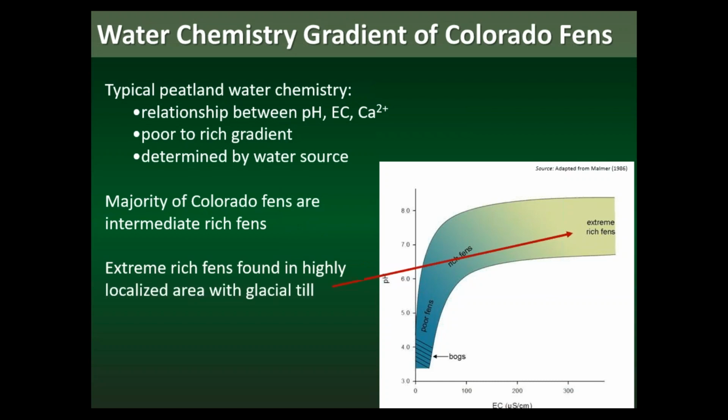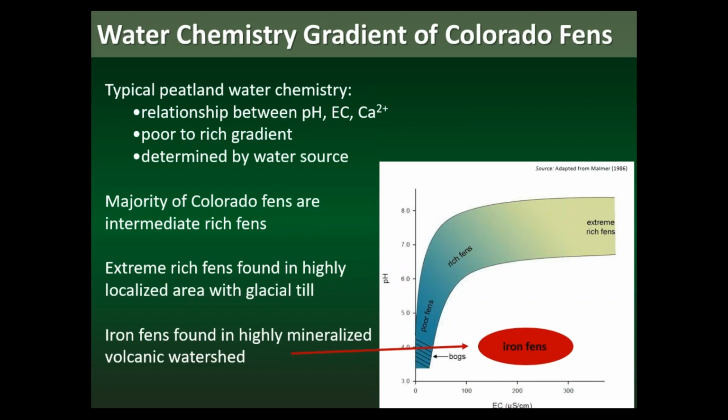We also have a handful of extreme rich fens in one particular watershed underlain with glacial till derived from calcareous bedrock. And we have an additional type of fens, iron fens, which are found in highly mineralized volcanic watersheds of the San Juan Mountains. These fens have highly acidic waters, but also very high conductivity and iron concentrations. These fens represent an interesting type outside the traditional poor to rich gradient.